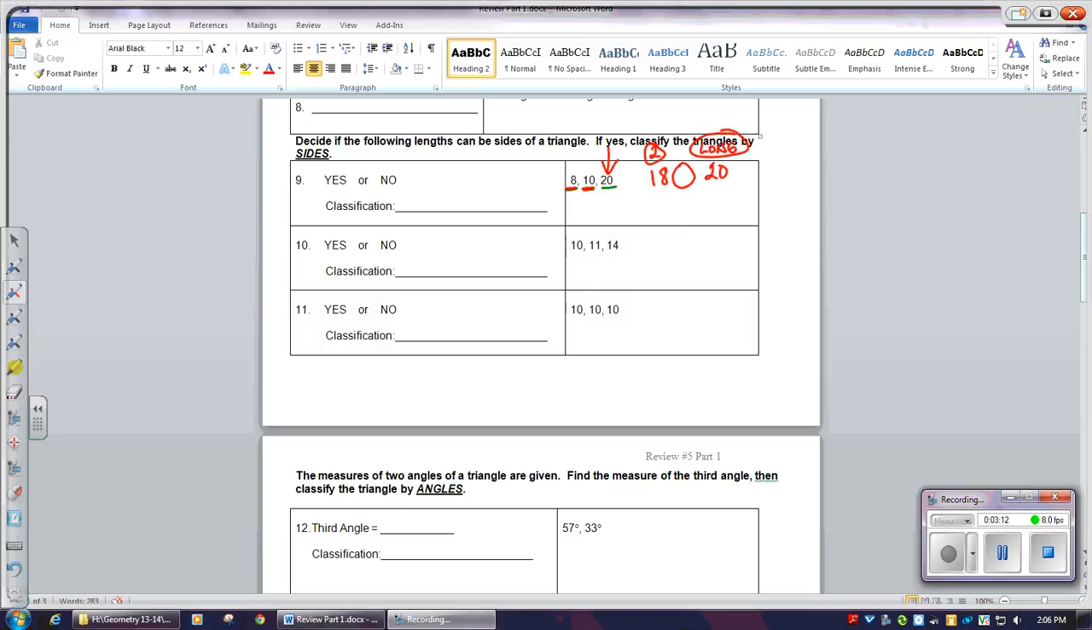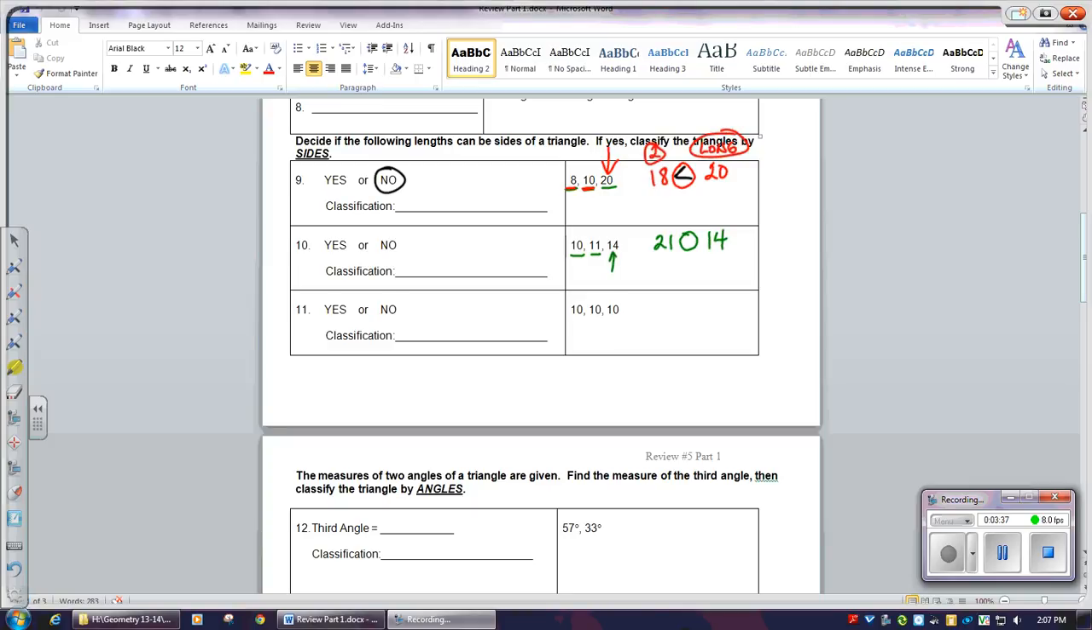18 is what compared to 20? Well, it is less than. If you get less than, you do not have a triangle. You could not get 3 sticks in the lengths of 8, 10, and 20 to form a triangle. So now I look at the next one. Find the two shorter sides, 10 and 11. Add them together, 21. Compare it to the longest side, 14.